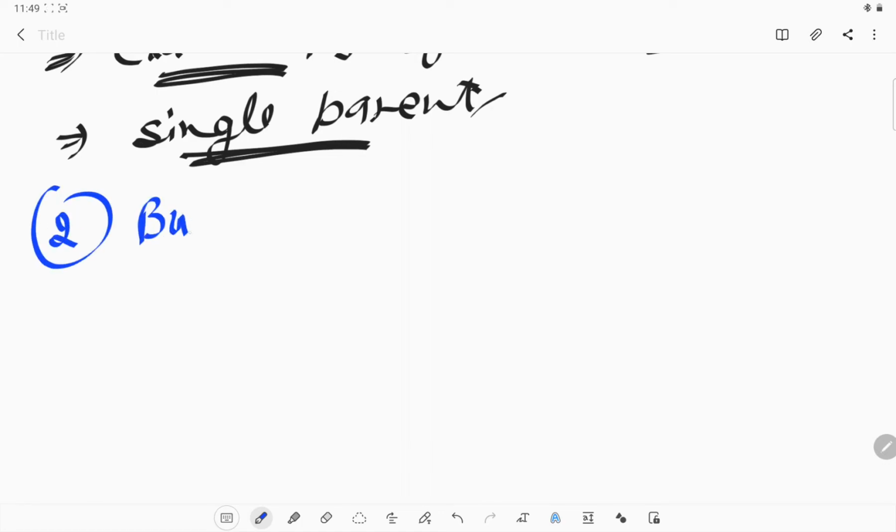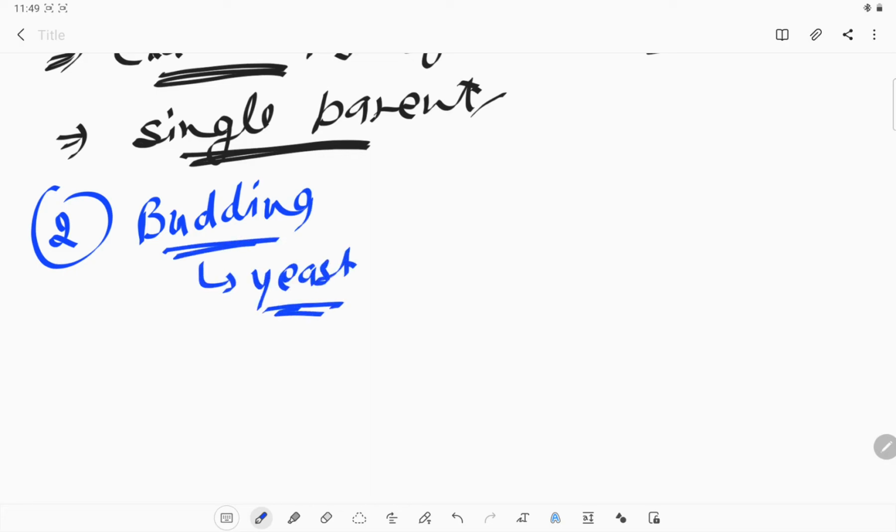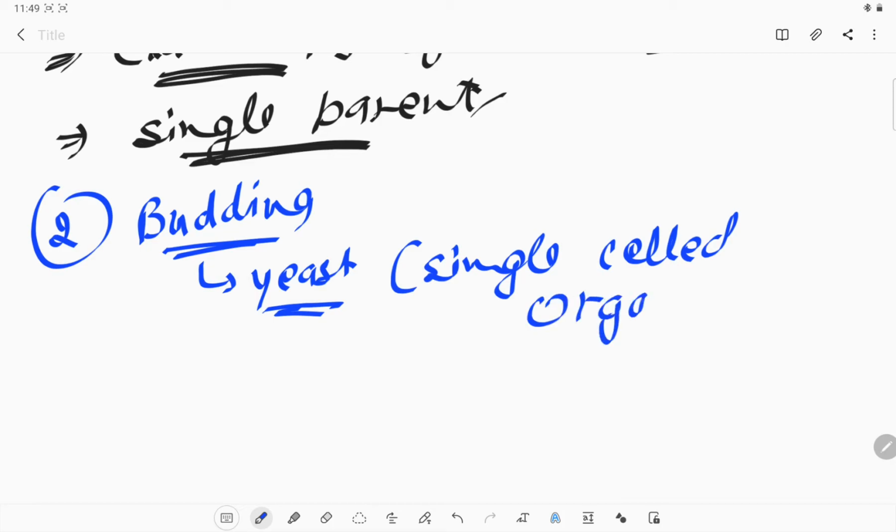Second, in asexual reproduction, it can be the budding process, for example like yeast. What is a yeast? Yeast is a single-celled organism. Single-celled organism means all the functions and all the metabolism can be done by a single cell, and that cell is known as the yeast. From that single cell it can do each and every function of its body.